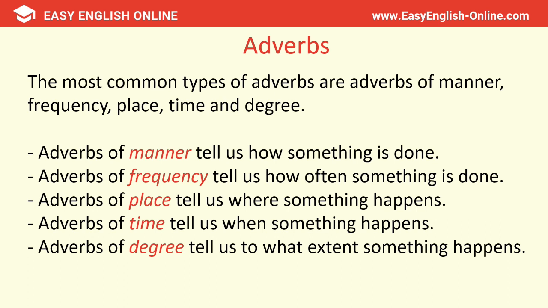Adverbs of place tell us where something happens. For example, inside the house, above the shelf. Adverbs of time tell us when something happens. For example, today, tomorrow, soon. And adverbs of degree tell us to what extent something happens. For example, really cold, so excited, very cruel.